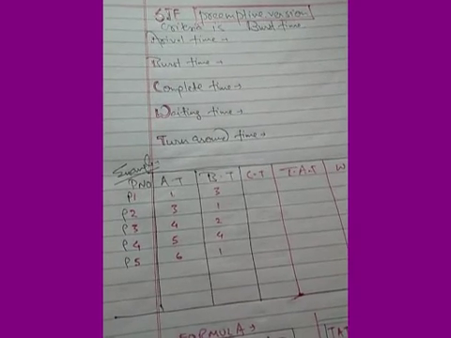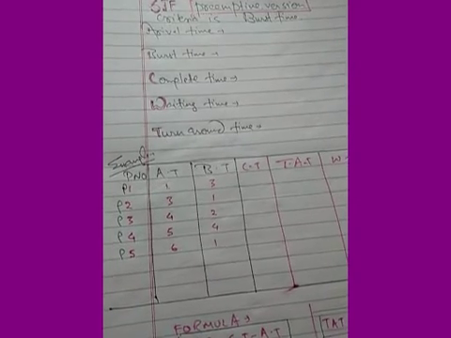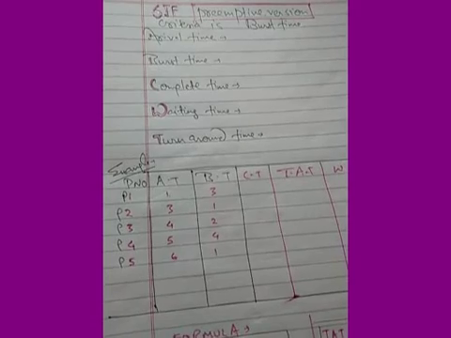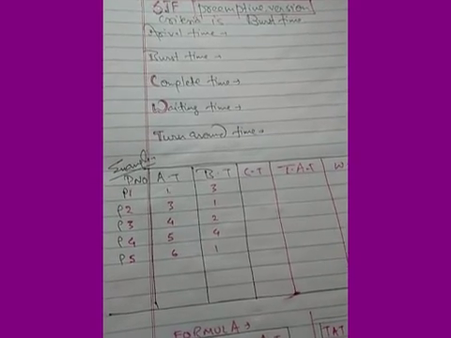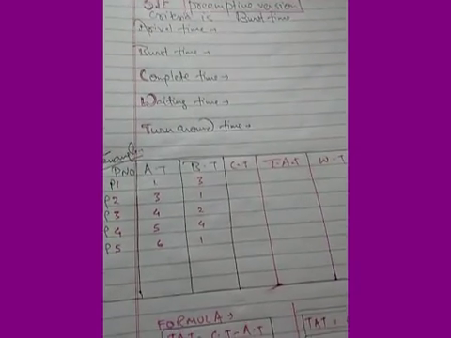Okay students, we are here for our next lecture on shortest job first, and it is on the preemptive version. In the preemptive version, as I stated, the process will be preempted if a further process arrives with less burst time than the previous process.